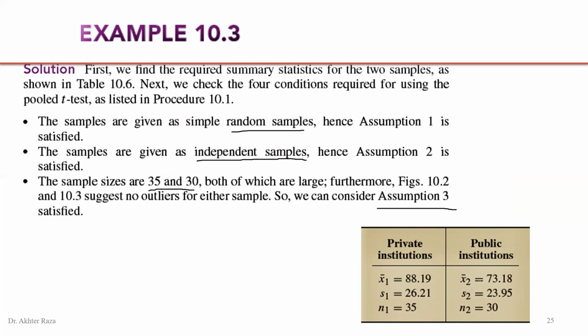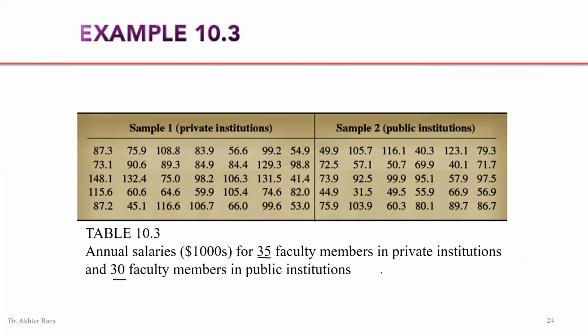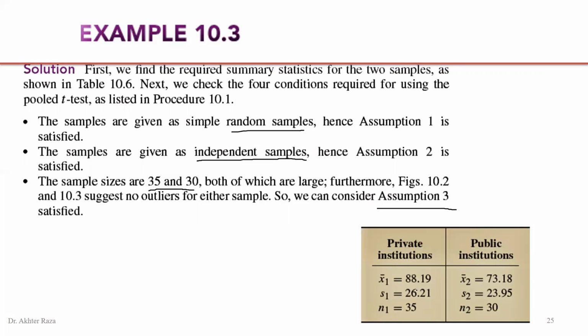These descriptive measures are computed directly here. There are some questions in the exam where these statistics will not be provided to you. The data will be given to you, and you have to compute the sample mean and sample standard deviation yourself. But here, because it is a solved problem, this information is given to you. This is known as descriptive measures. If the descriptive measures are not provided in the question, you have to calculate them yourself.